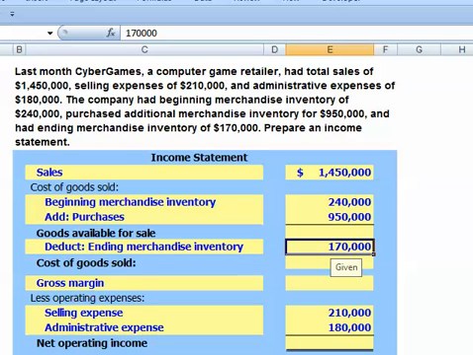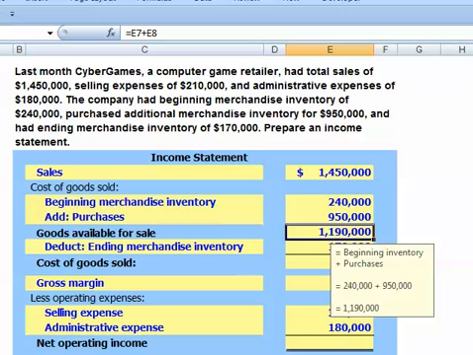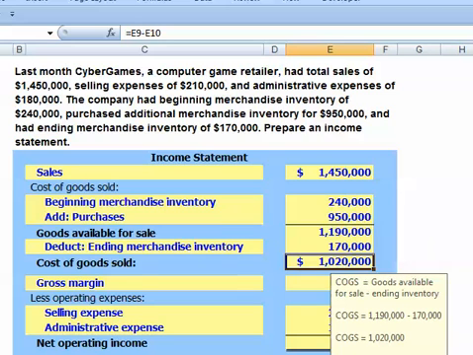Prepare an income statement. Our first step is to calculate our cost of goods sold. We'll take our beginning inventory of $240,000 and add that to our purchases to get goods available for sale of $1,190,000. Our cost of goods sold then is simply our goods available of $1,190,000 minus our ending inventory of $170,000. Our cost of goods sold then is $1,020,000.